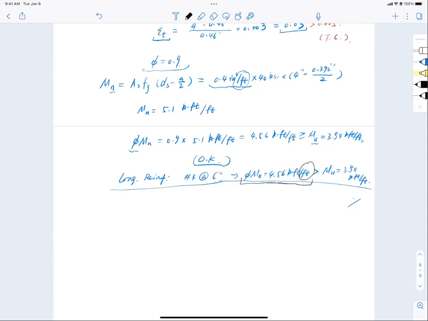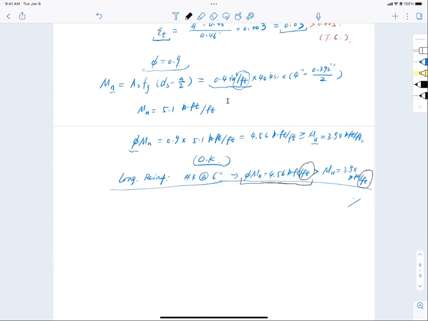I cannot emphasize this enough, all right? It's per foot. In the exam, if you forget to write per foot, you will lose 2 points, okay? You will lose 2 points. I hope this is clear. Any questions about this? Anything, folks?